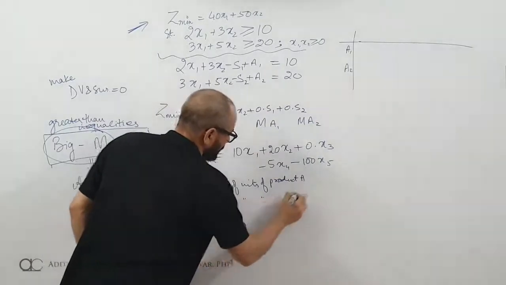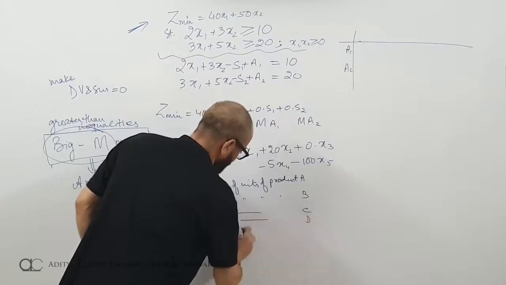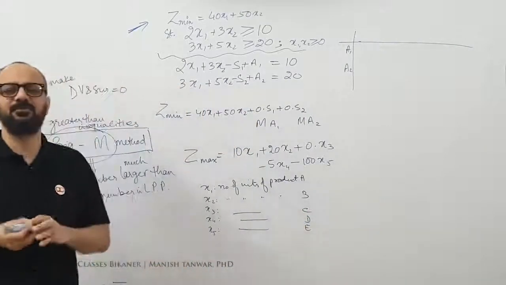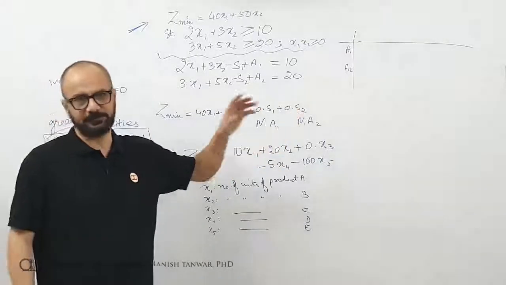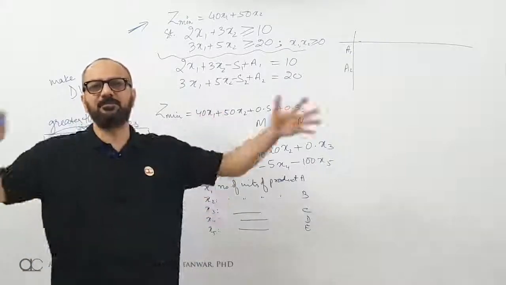Number of units of product B, number of units of product C, number of units of product D, number of units of product E. Suppose I am producing all these products. I am producing product A, B, C, D, E. What will be my total profit?